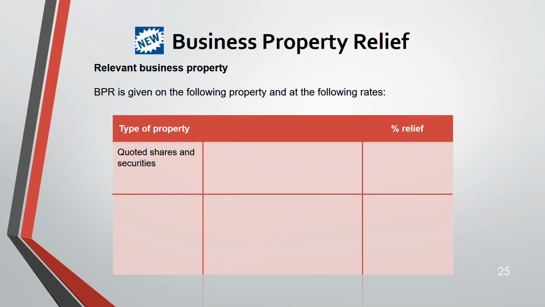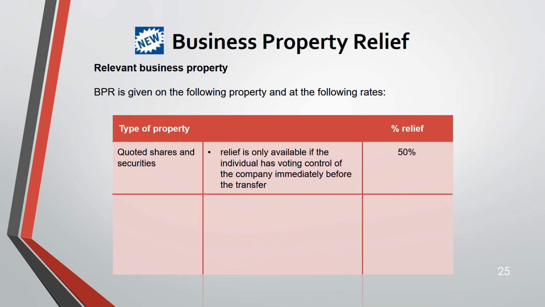Next, if it's quoted shares and securities, relief is 50%. And this relief is only available if the individual has voting control. Control means more than 50% of the company immediately before the transfer. That means before you transfer your quoted shares and securities, you should have control of more than 50%. Then only this relief will be available. If you have, let's say, 30% of quoted shares and securities and you are gifting, you will not get any relief because you don't have control. To have control, you should have more than 50%.